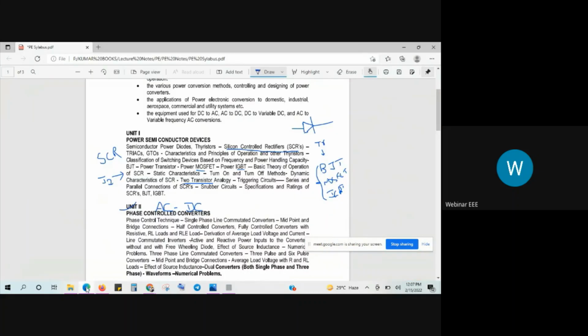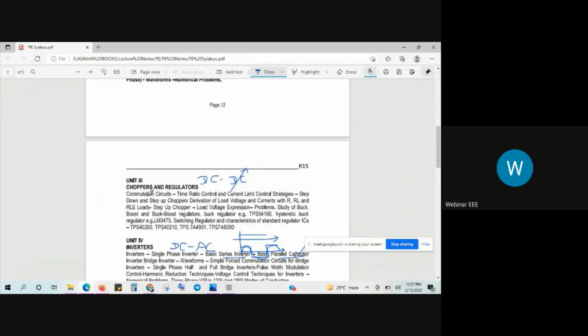So choppers are very important concept. So in choppers we have step up, step down. So in general we can call them buck and boost. Buck means going to reduce the output voltage. Boost means going to increase the output voltage.